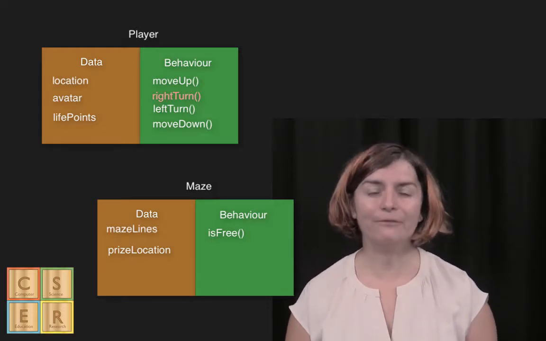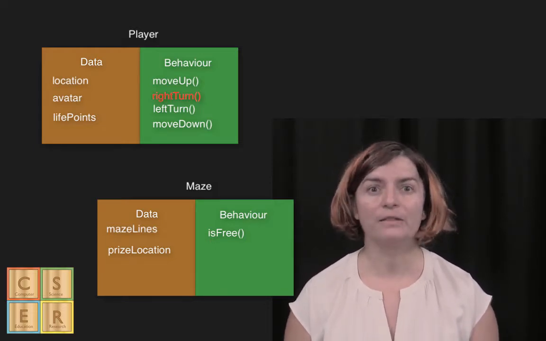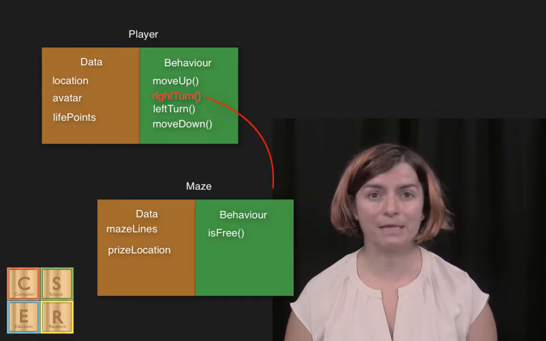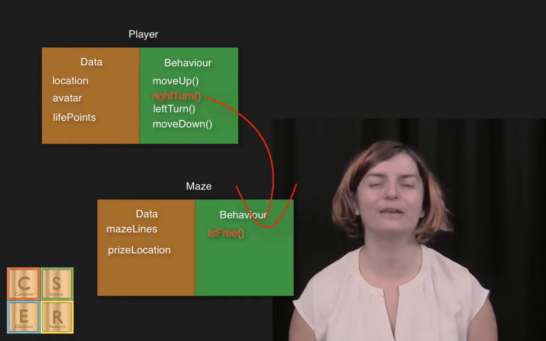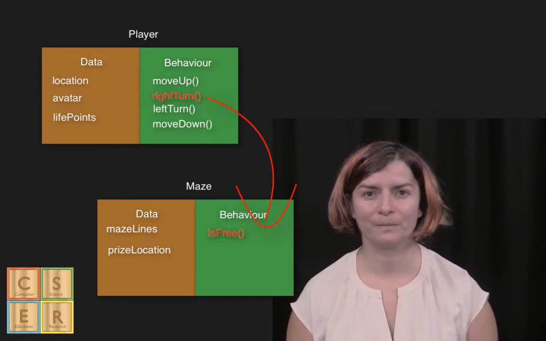For example, if the player wants to take a right turn, the player object will need to ask the maze object if that location is free in order to perform the move.